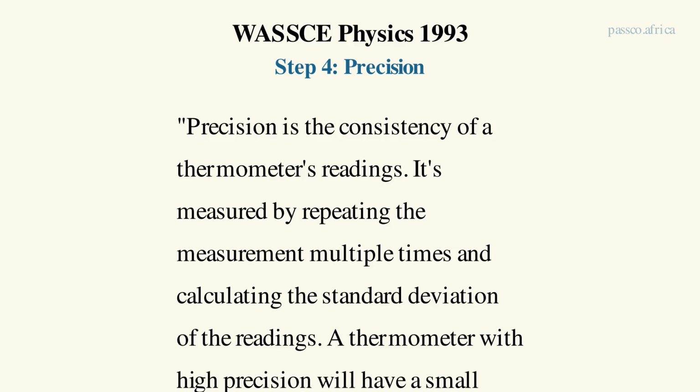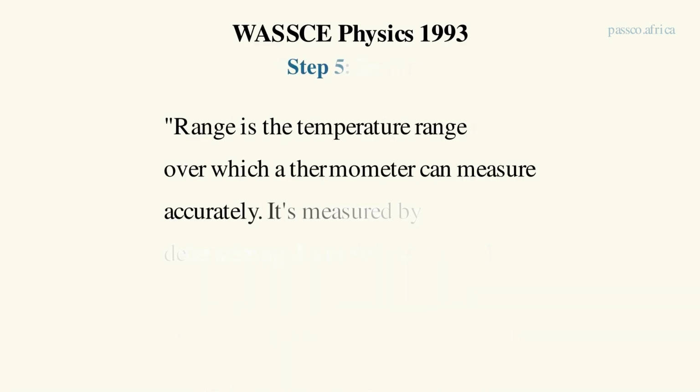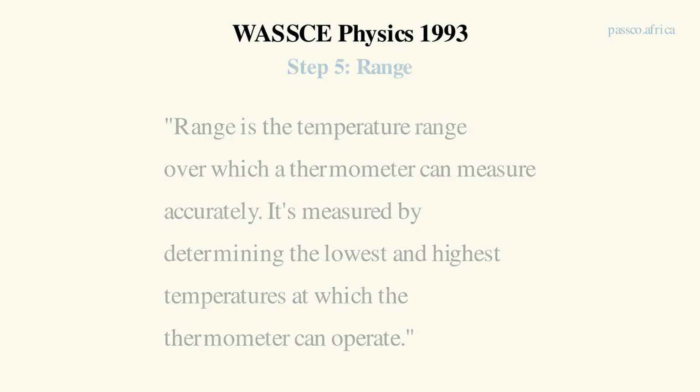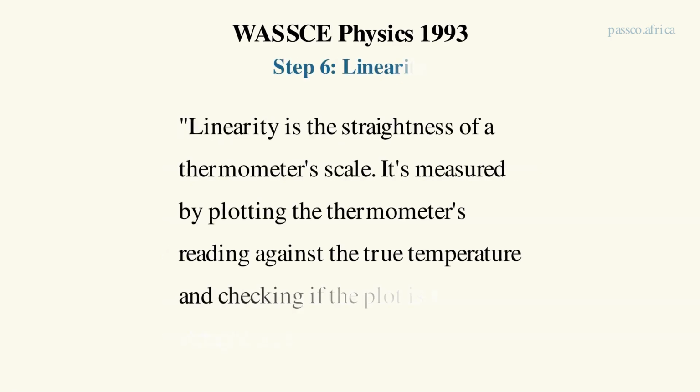Step 5. Range. Range is the temperature range over which a thermometer can measure accurately. It's measured by determining the lowest and highest temperatures at which the thermometer can operate. Step 6. Linearity. Linearity is the straightness of a thermometer's scale. It's measured by plotting the thermometer's reading against the true temperature and checking if the plot is a straight line.